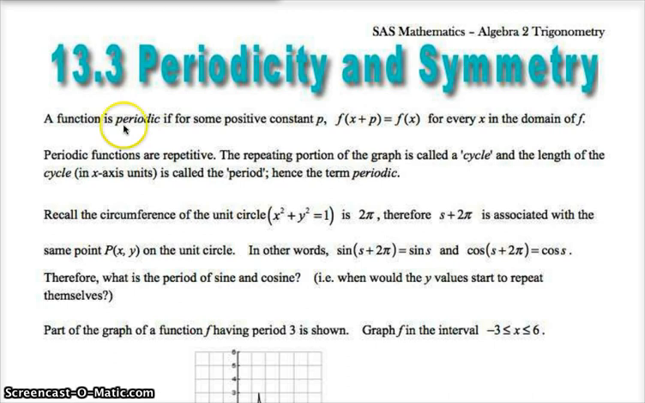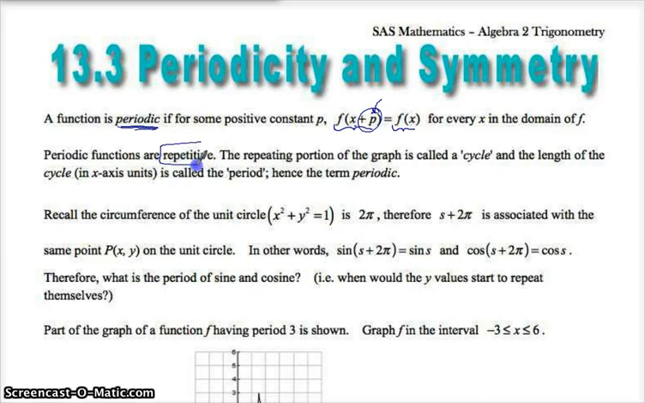It says a function is periodic if for some positive constant p, f of x plus p equals f of x. So that means the same y value will be repeated after some period along the x-axis, for every x in the domain. We'll put in an x value, we'll get a y value. If we put in an x value and the period occurs, you'll get the same y value. We'll explain that probably in the next section, 13.4, when we graph the sine and cosine curve, and it'll make a little bit more sense.